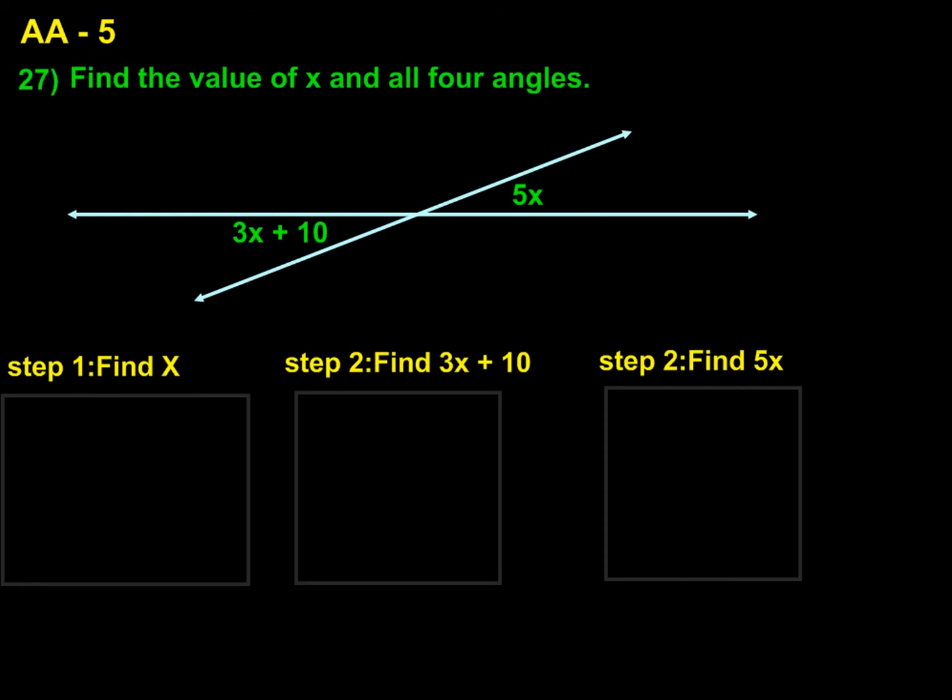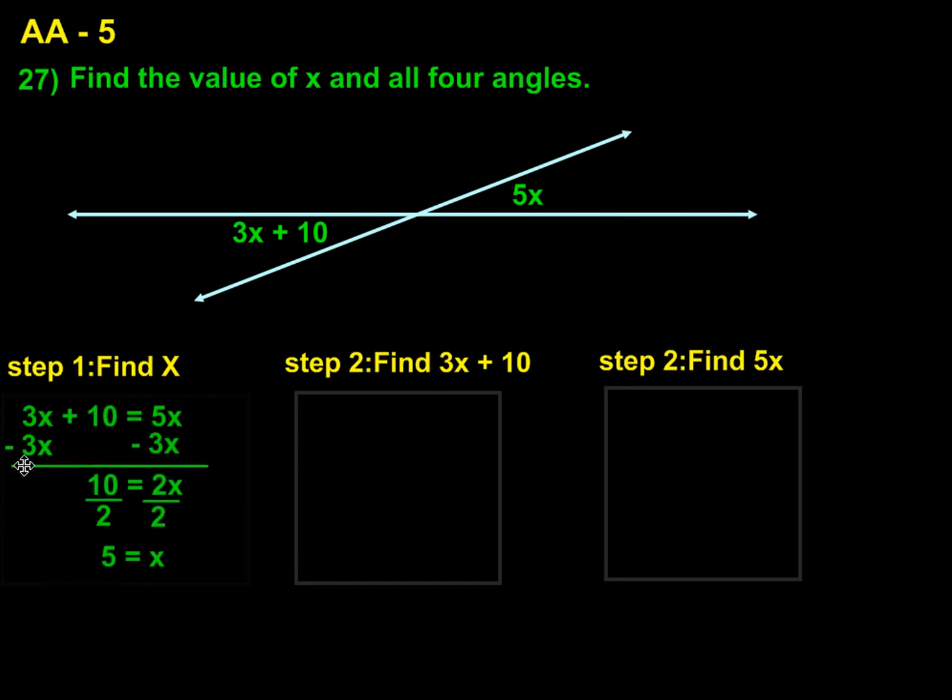And the last question we're going to do today is question 27. Find the value of x and all four angles. Well, once again, we can take and set both of these equal to each other and then solve for x. So we have 3x plus 10 equals 5x. If we subtract 3x from both sides, that leaves us with 10 equals 2x. We divide by 2, we get 5 equals x.